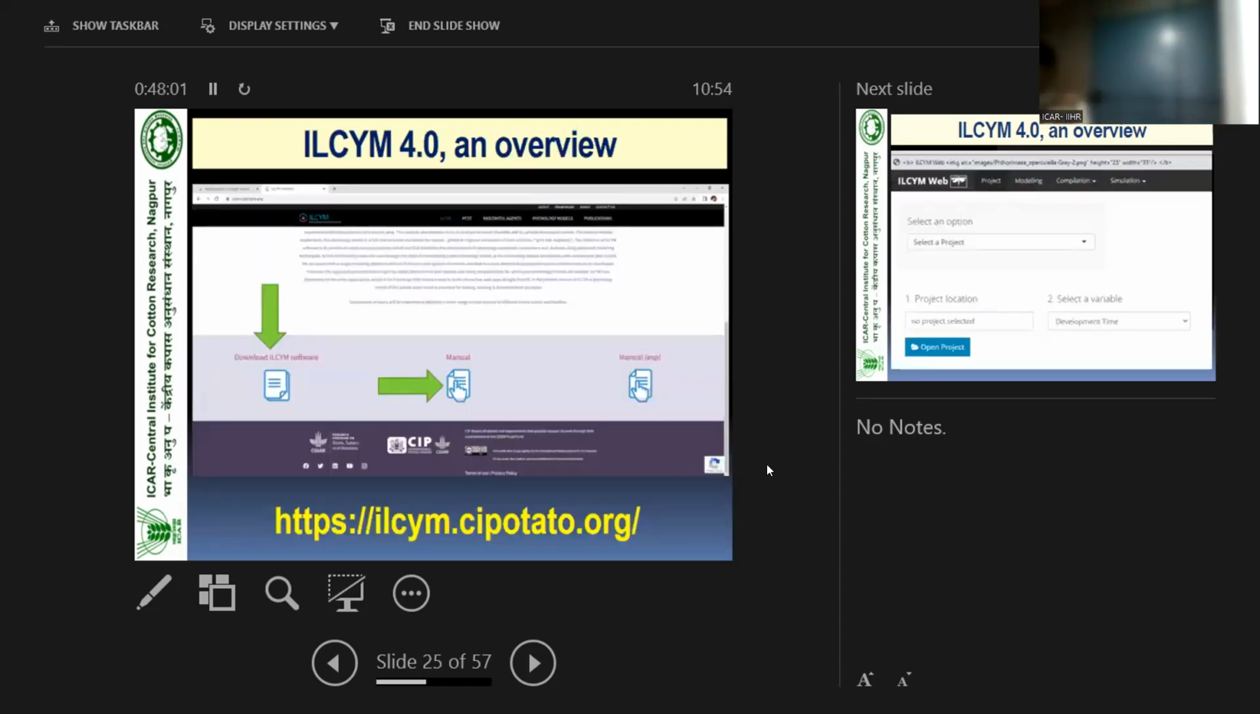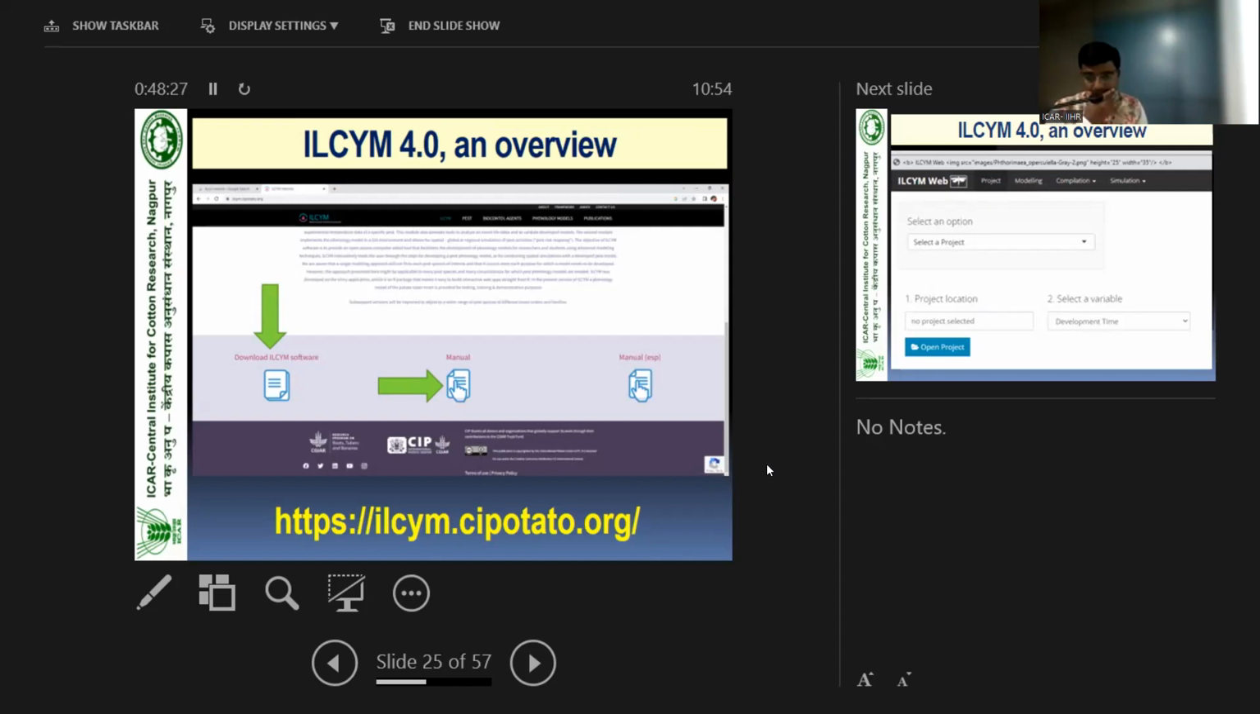Then from where to get the software? So this, I told you, is freely available on the web. That is ilcym.cpotato.org, International Potato Center at Lima. They have developed it. So here, the first downside green arrow shows that the software and manual in English can be downloaded from that horizontal green arrow. There is the manual. Okay.